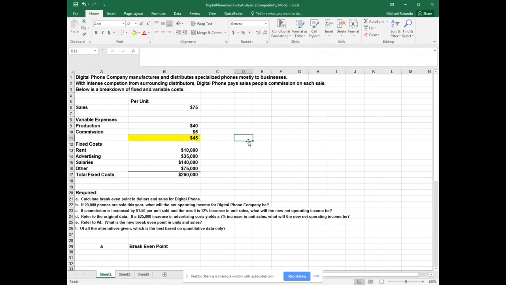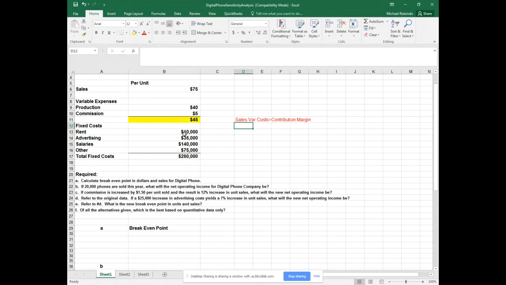So we can easily calculate their contribution margin. Remember, we can take sales minus variable costs or expenses. We use the terms interchangeably here. That equals contribution margin. So we need to know that in order to calculate break-even point and a lot of other types of data. We can see here we have their fixed expenses, and those total $260,000.